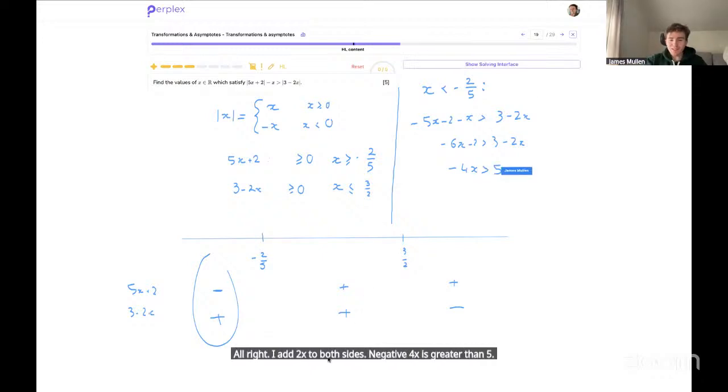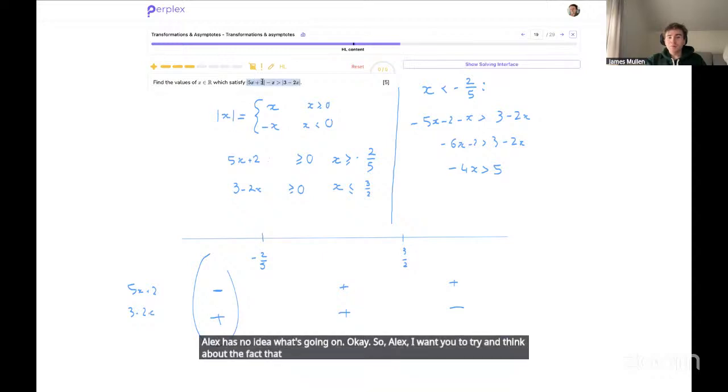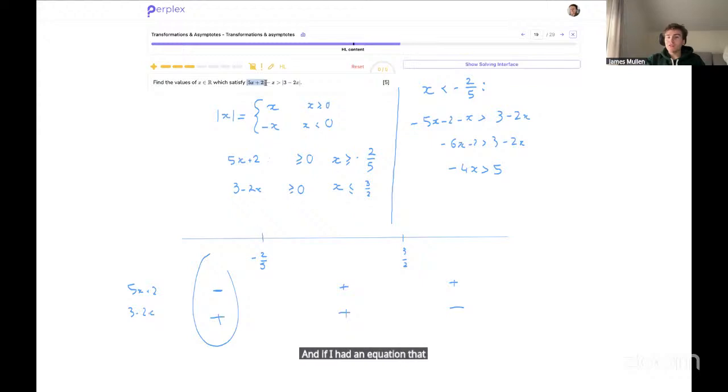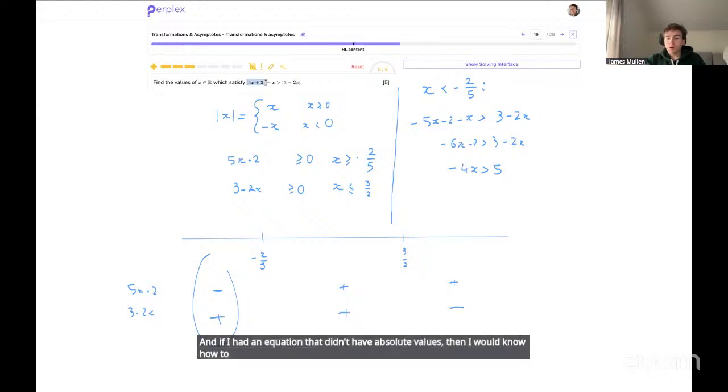Alex has no idea what's going on. Okay, so Alex, I want you to try and think about the fact that each of the terms between the absolute value here can be either positive or negative. And if I had an equation that didn't have absolute values, then I would know how to solve it because I know how to solve simple inequalities.